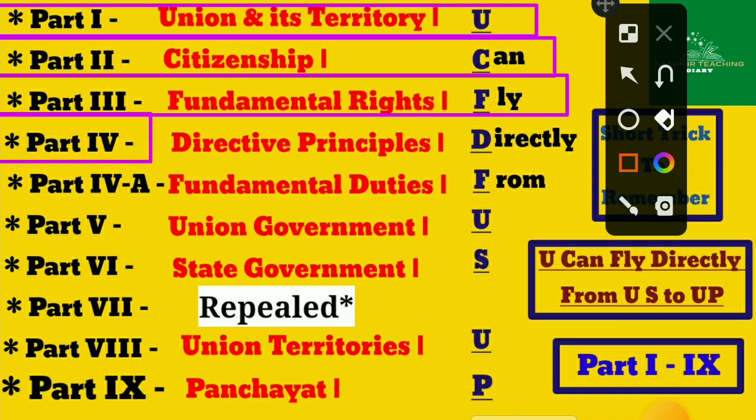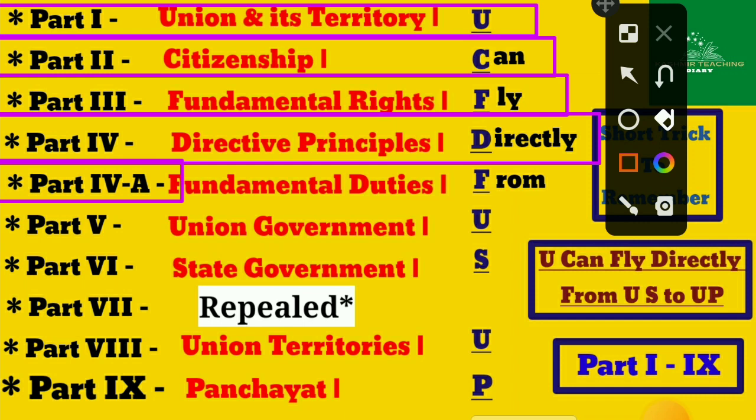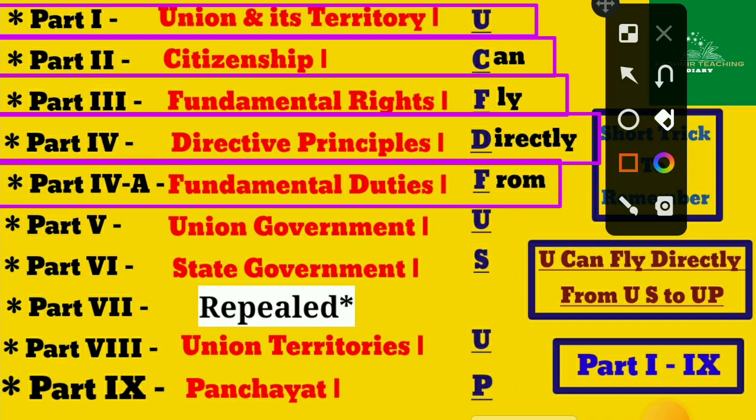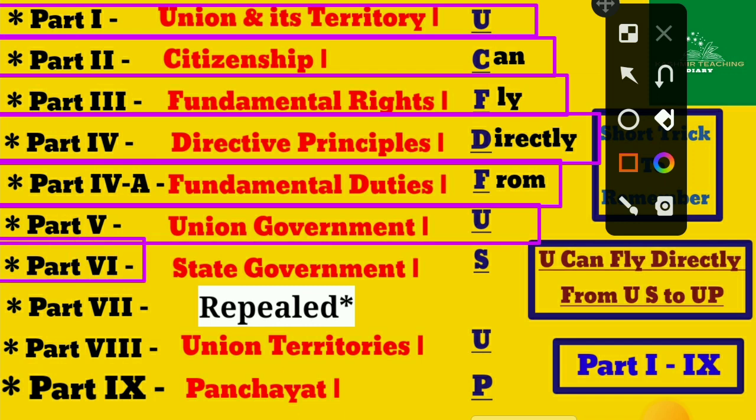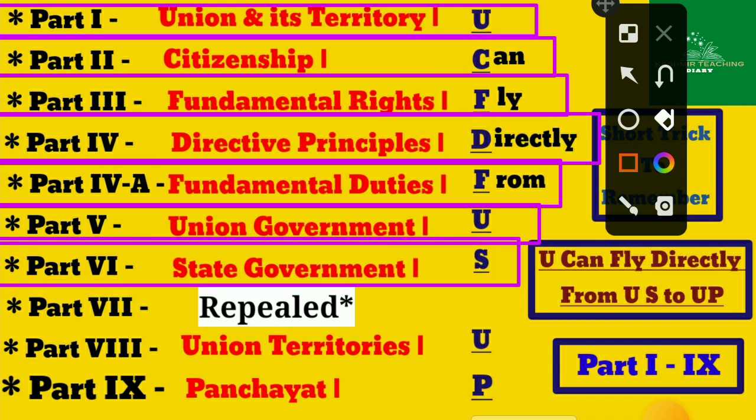Part 4 deals with directive principles of the state policy. The first letter of directly, D, stands for directive principles. Part 4A, fundamental duties. From, the first letter of from, F, stands for fundamental duties. Part 5th, that is union government, U stands for union. Part 6th, that is state government, S stands for state government.